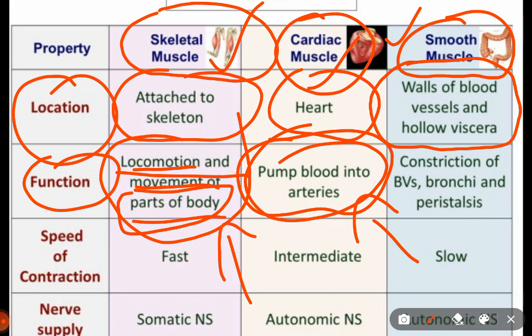So what are smooth muscles? The function of smooth muscles is constriction of blood vessels, bronchi, and peristalsis. For example, when you swallow food, that food is pushed through your digestive tract into your stomach through a process called peristalsis. And peristalsis is essentially your intestines contracting so that the food moves along. So they are smooth muscles because they have to be very frictionless so that things move through the smooth linings.